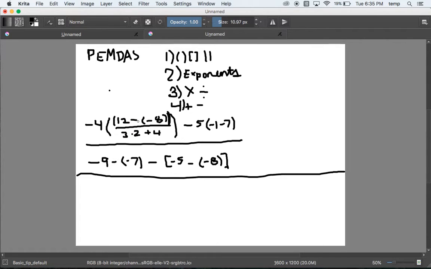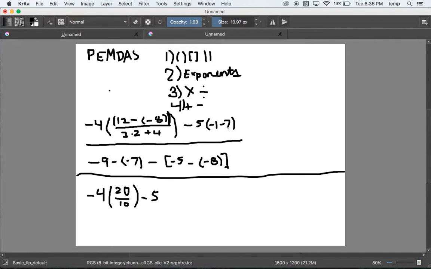So 12 minus -8. Well, this is the same thing as 12 plus 8, so that would be 20 on the top. Let's see, we'll do -4. We have 20 in our numerator. And then down here we have multiplication and addition. So the first thing we have to do for our denominator is multiply. So 3 times 2 is 6. And then 6 plus 4 is 10. We'll leave our -5 here and go to our next set of parentheses here.